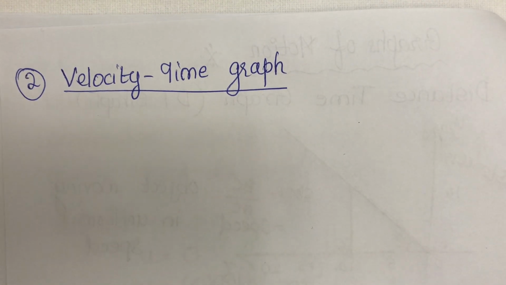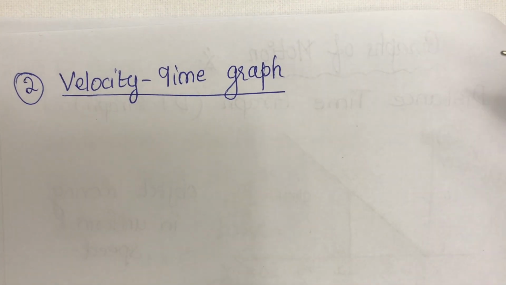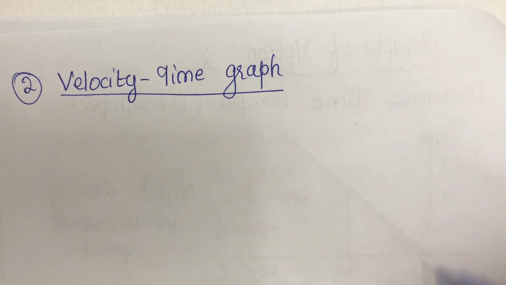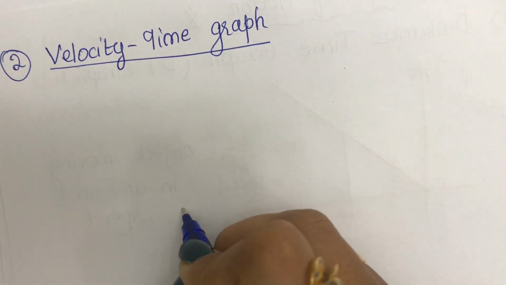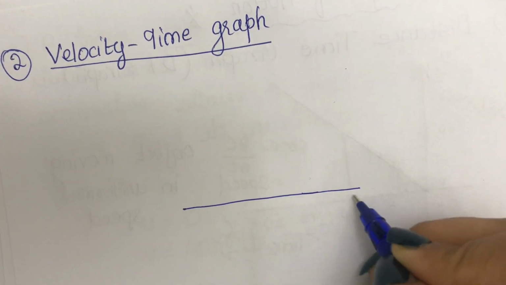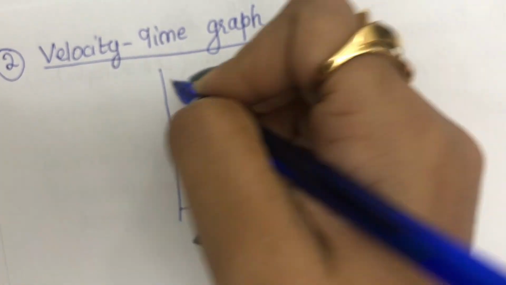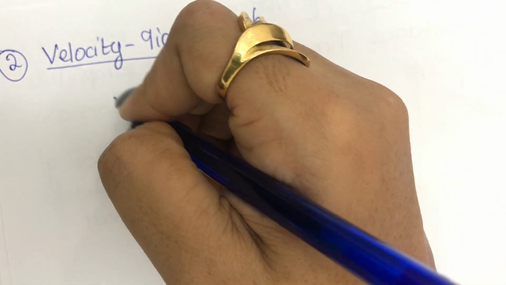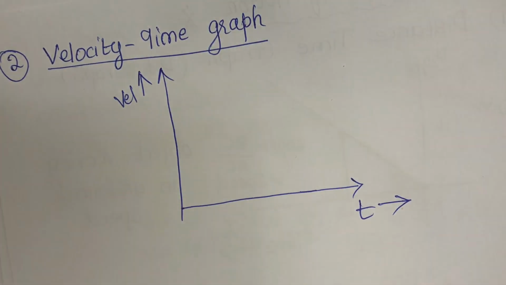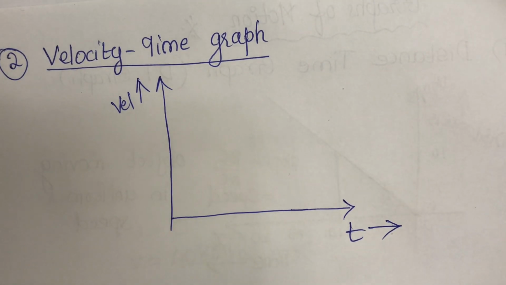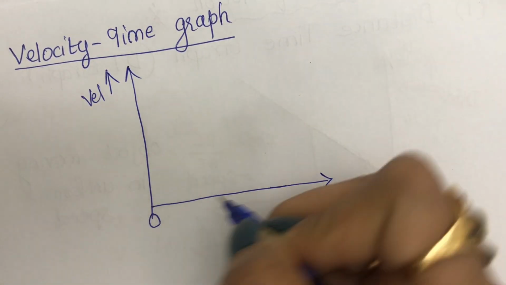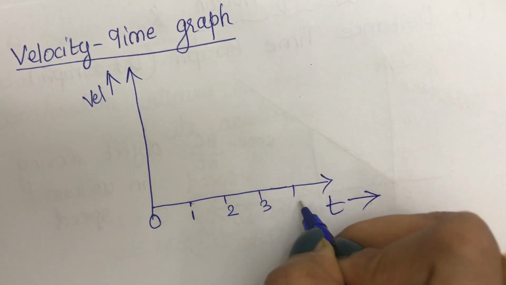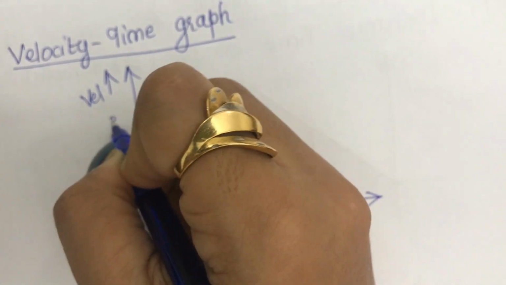Okay, the second graph of the motion chapter is the velocity-time graph. What will it show? In the x-axis we will show the time, and the y-axis will show velocity. So here also we can see how our graph will look like. 0, 1, 2, 3, 4, 10, 30.